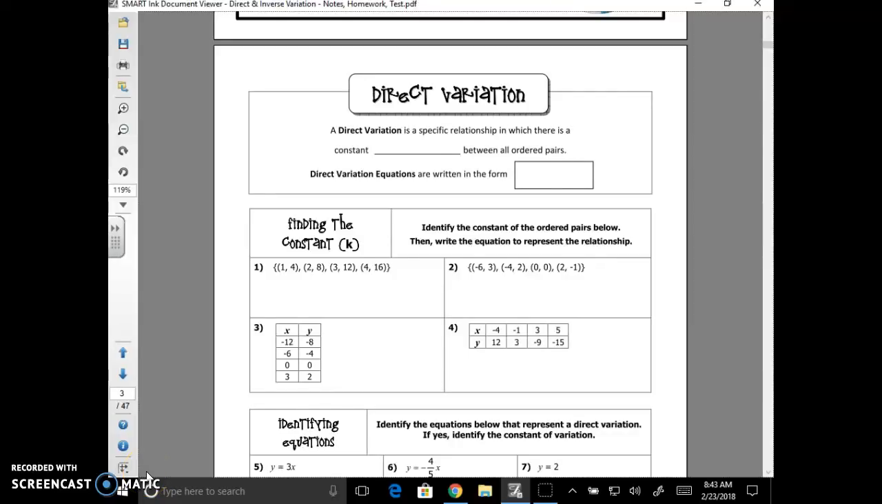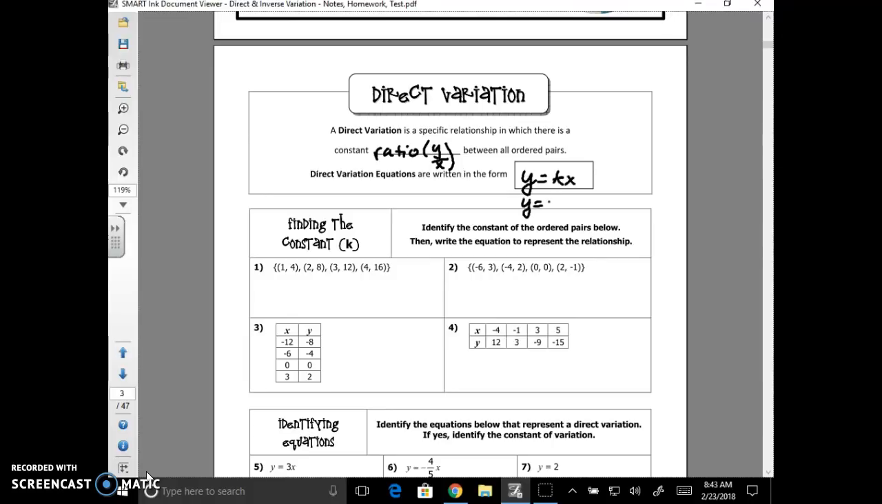Okay, so today we're going to be looking at direct variation, and you've seen it before, you just haven't heard the term as much. It's a ratio of y over x. Look familiar? Our rise and run, or when we have two ordered pairs, we do the change in y over change in x. Okay, a direct variation equation is written in the form of y equals kx.